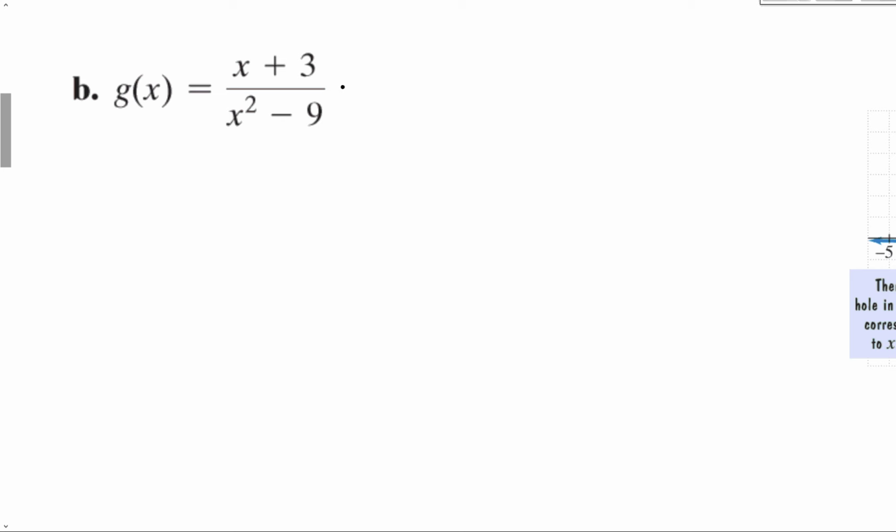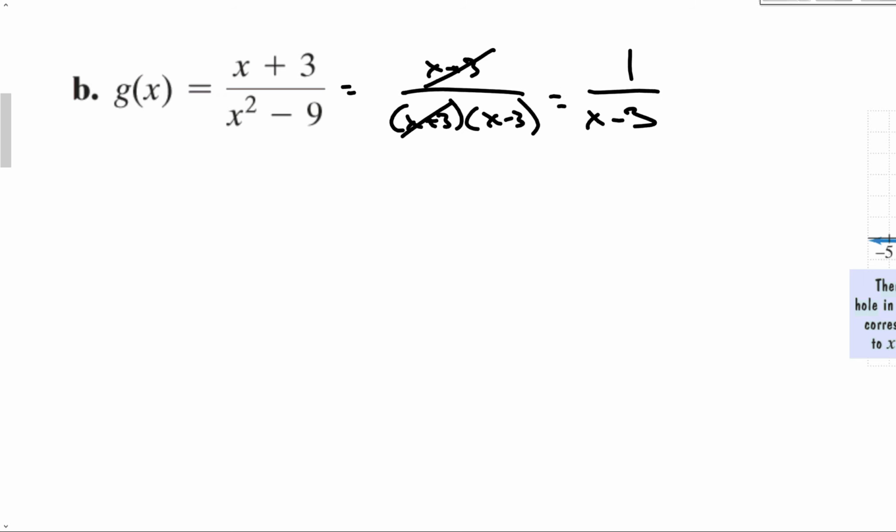Now here, when I factor this, I notice that there is a common factor, which means when I cancel this out, I'm left with a new function that looks like this. So that means that negative 3, this 0 right there, is not a vertical asymptote. In fact, it is something else.